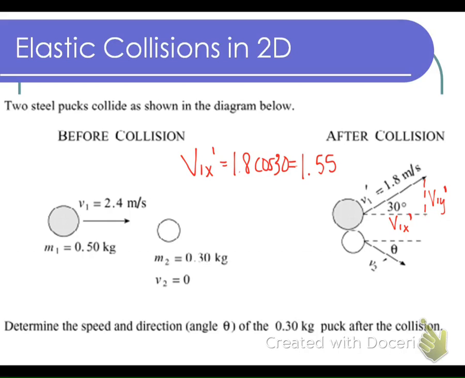So let's go ahead and solve for v sub 1 y prime. To solve for that, we'll take 1.8 times sine of 30.